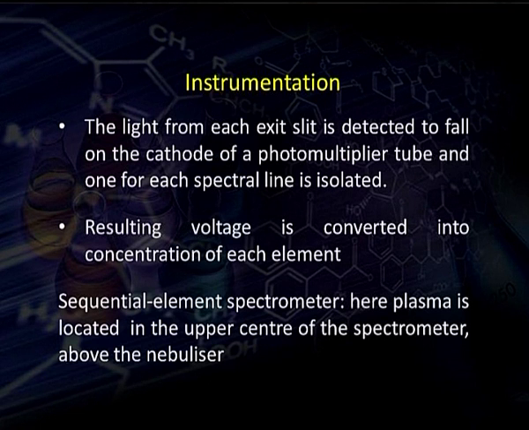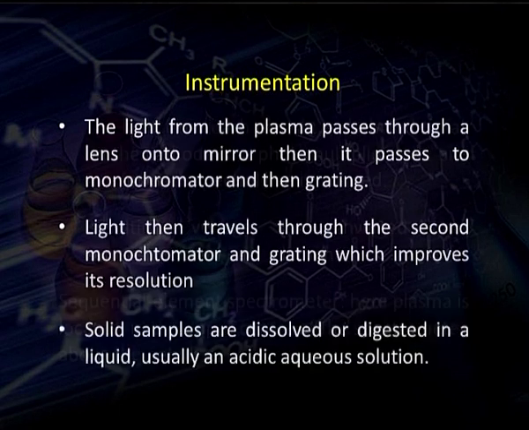In sequential element spectrometer, the plasma is located in the upper center of the spectrometer above the nebulizer. The light from the plasma passes through a lens onto a mirror and then it passes to the monochromator and the grating.